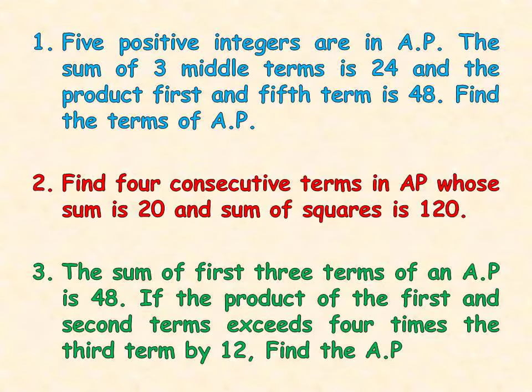First question: 5 positive integers are in AP. The sum of the 3 middle terms is 24 and the product of the first and fifth term is 48. We need to find the AP. In the same way, 4 consecutive terms are in AP and the sum of squares is given. The same way, the third question.